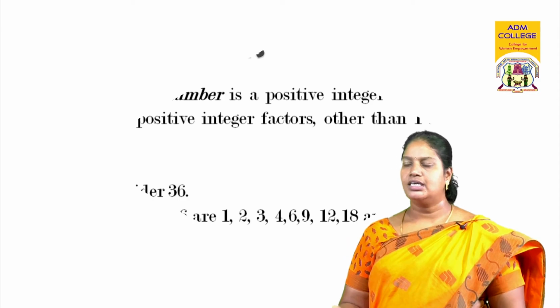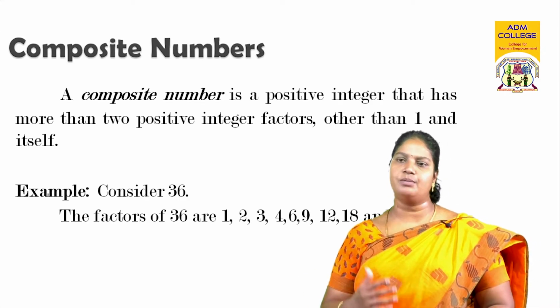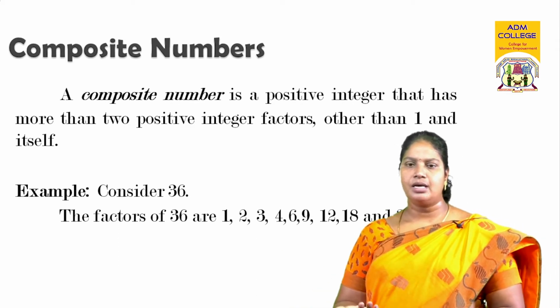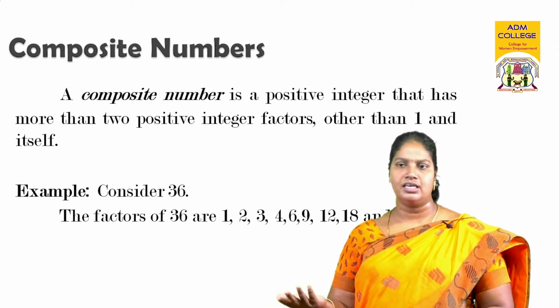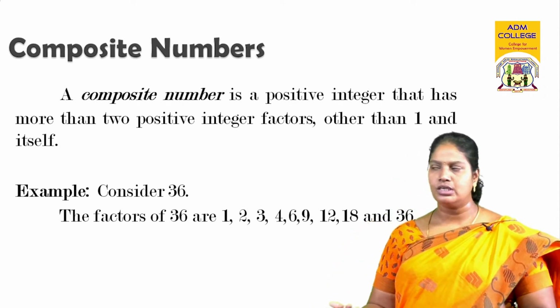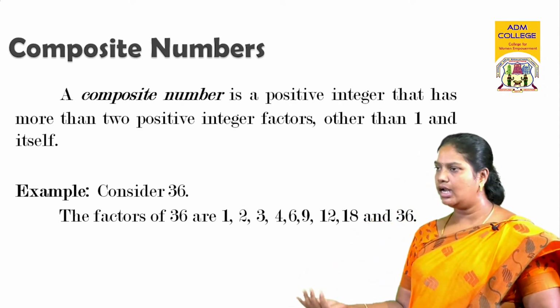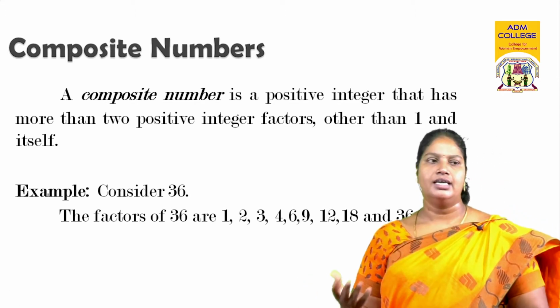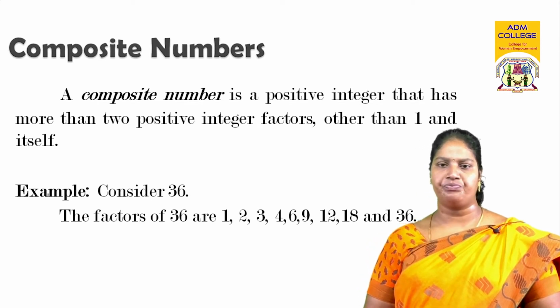Next, we will see composite numbers. A composite number is a positive integer which is not a prime number. For example, let us see the number 36. Its divisors are 1, 2, 3, 4, 6, 9, 12, 18, 36. Because it has more than two factors, it is known as a composite number.